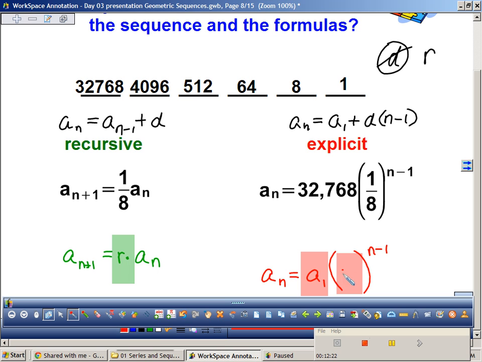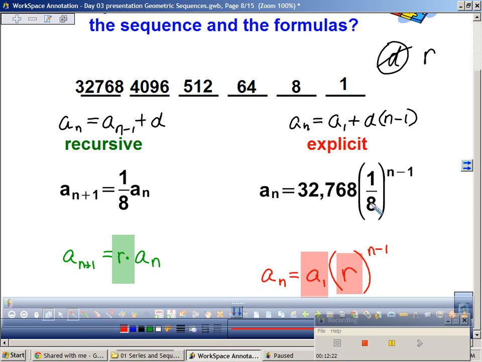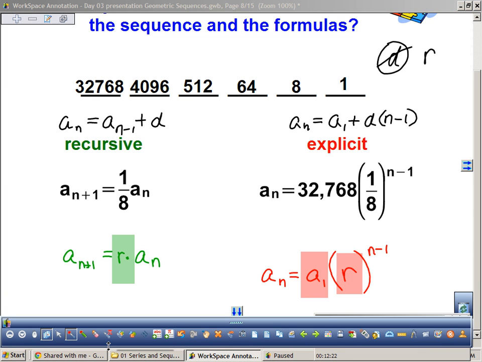Does that make sense? Is 1/8 the common ratio that you have to multiply by each time? And over here is 1/8. Would you have to multiply the previous term to get the next term? Yes. See how we discovered that on our own?